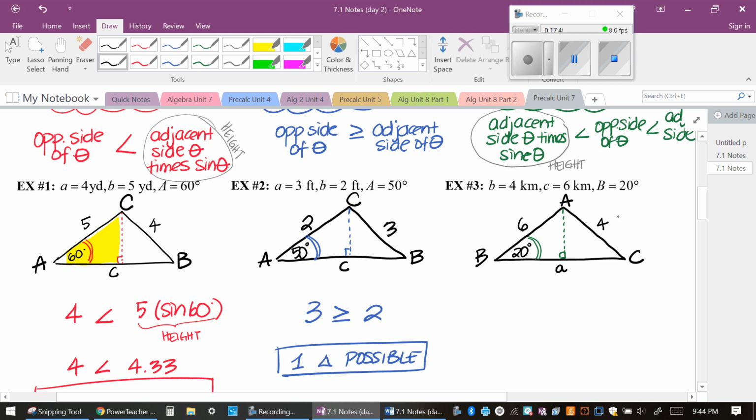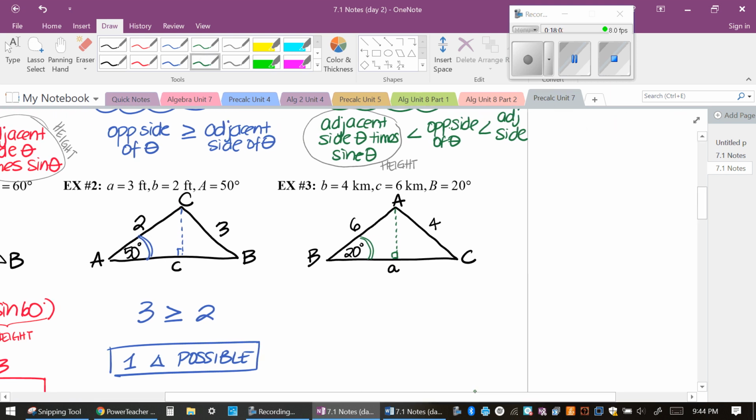Now I am going to see whether the height, which is adjacent side times sine of theta, remember it comes from SOHCAHTOA, so I'm going to do it for you, but you don't need to write this down. Let's say this is x. Sine of 20 equals opposite over hypotenuse. If I cross multiply, the height is 6 times sine of 20. So that's adjacent side times sine of theta. So that's the height, like I said.